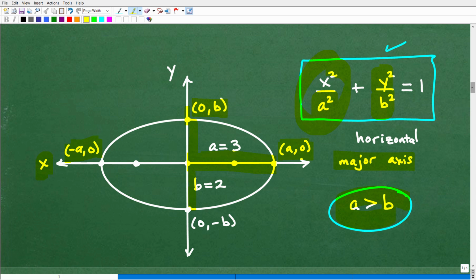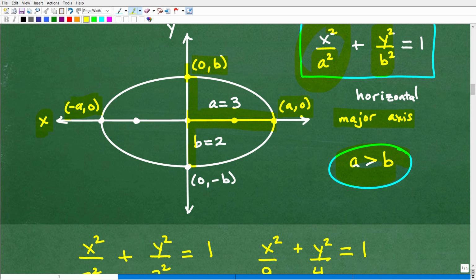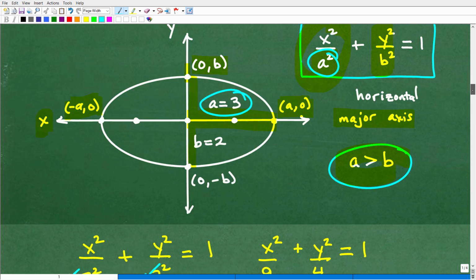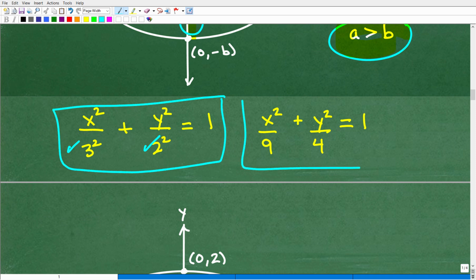All right, so all we have to do now is plug this respective information into this equation, this general form. So a squared, again, is 3. So you can just write this as x squared over 3 squared, plus y squared over 2 squared, which again is b squared. Right here, there's b, that is 2. And that's going to be equal to 1. Of course, this form is fine, or this form right here is fine as well. So x squared over 9, since 3 squared is 9, plus y squared over 4, since 2 squared is 4, is equal to 1.